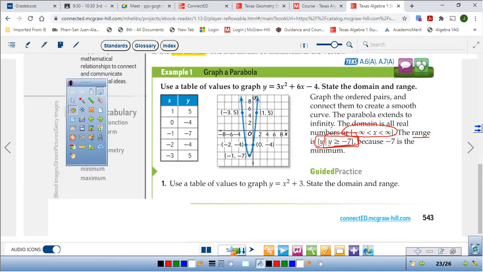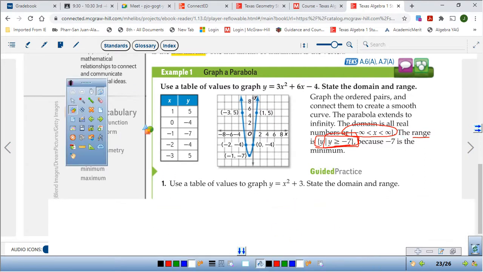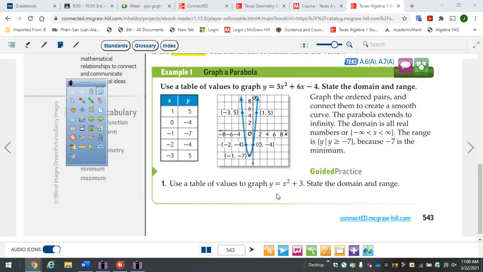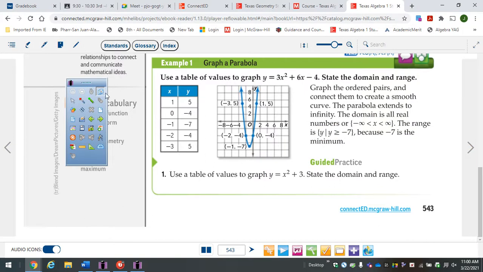Let's go over here now, ready? It says do the same thing for this one real quick. State the domain and the range. Okay, now I don't know how you want to do this one. I'll just go to the calculator. I'm going to go straight to the calculator. I'm going to turn on the calculator.